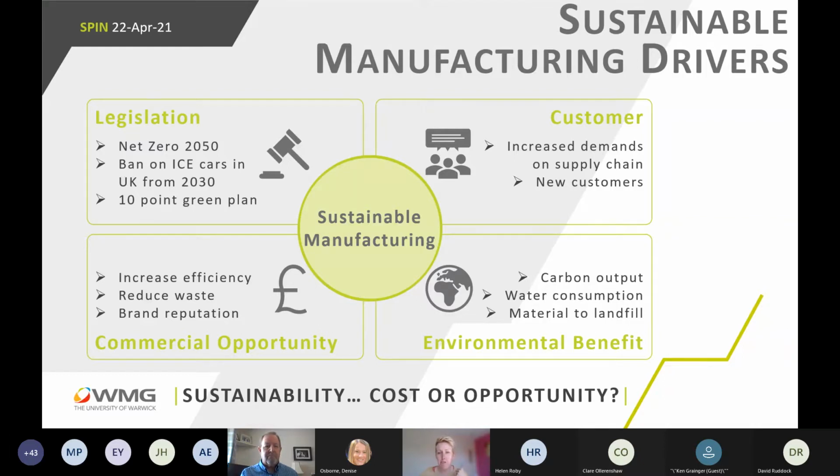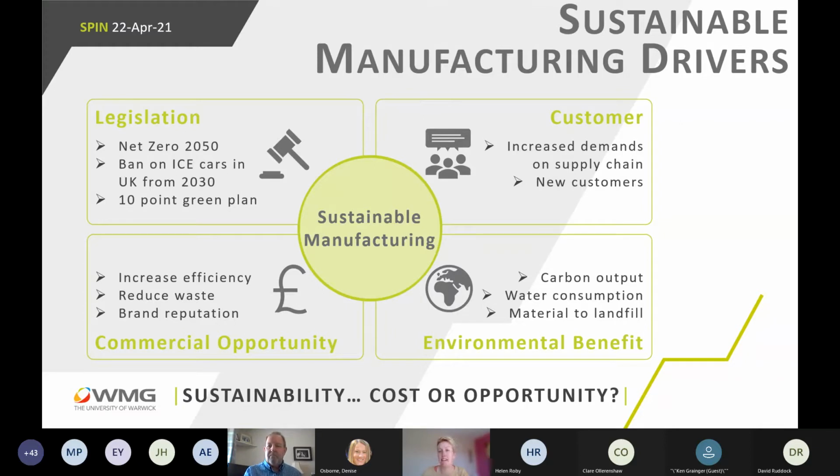But it's not just legislation, there are commercial benefits to embracing these practices. By definition, sustainable manufacture should be good for your profit as well, because otherwise you wouldn't be in business in 5 years. So increasing your efficiency, reducing your waste, and increasing your brand reputation should mean that you have a positive impact on business as well as the environment. Obviously, there's an environmental benefit. We look to reduce carbon output, reduce water consumption, and prevent material going to landfill.